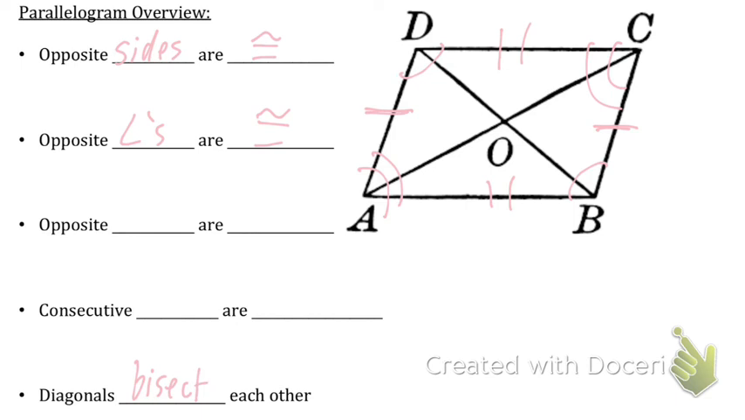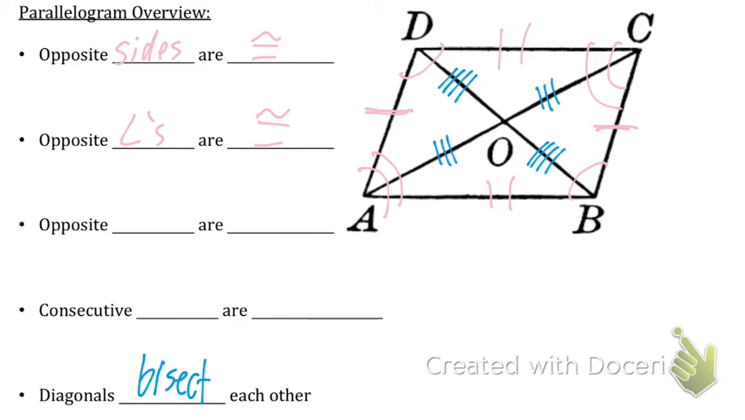So I'm going to use a different color on this one actually, so it stands out a little bit more. I'm going to use 3 tick marks for A to O and 3 tick marks for O to C, 4 tick marks for D to O, and 4 tick marks for O to B. Notice I had to go up to 3 and 4 tick marks because 1 and 2 were already used. We have 2 more bullet points we need to fill in. Opposite blank are blank, and consecutive blank are blank.